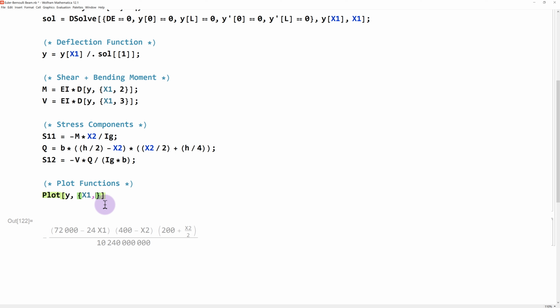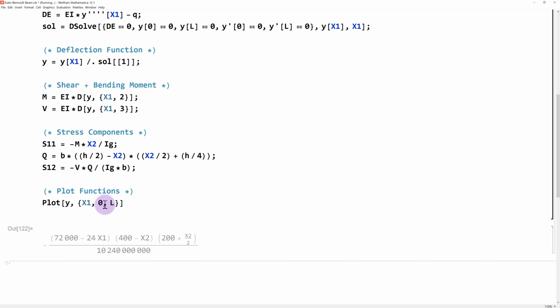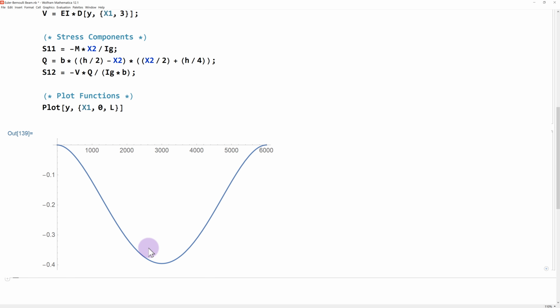The second one is, what is the lower bound? Well, we know we want to go from x1 is equal to 0. And then, of course, the third one is going to be the upper bound, where we want to go x1 is equal to 0 all the way to x1 is equal to L, just like that. So if I were to go Shift Enter, I can see my deflection function. Now, Mathematica by default will always give you an aspect ratio of 1, which is why this looks funny, even though the beam we know is much longer than the deflection is.